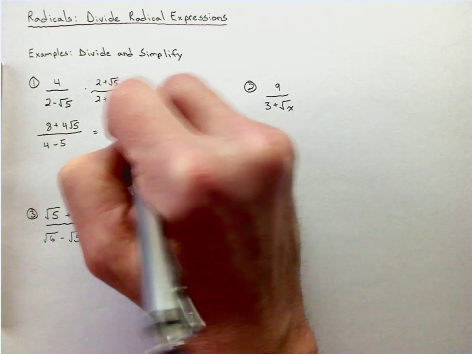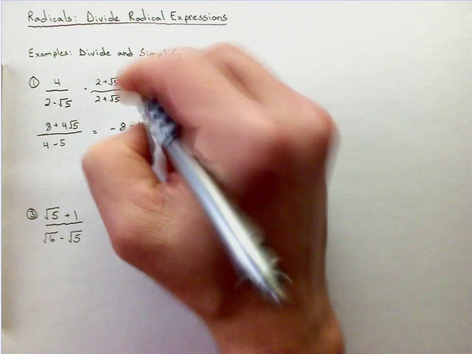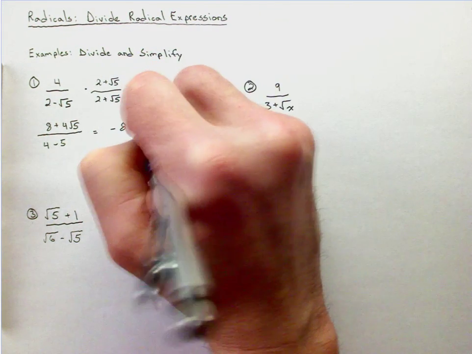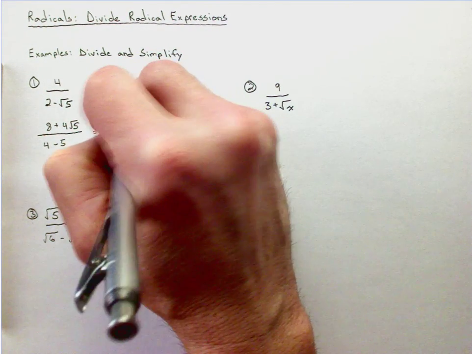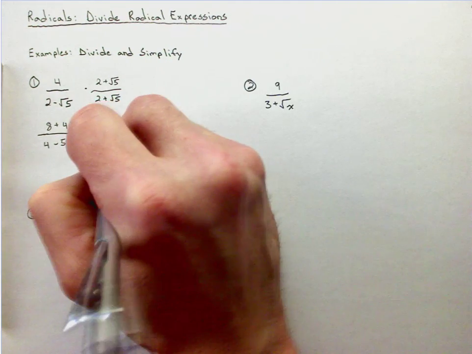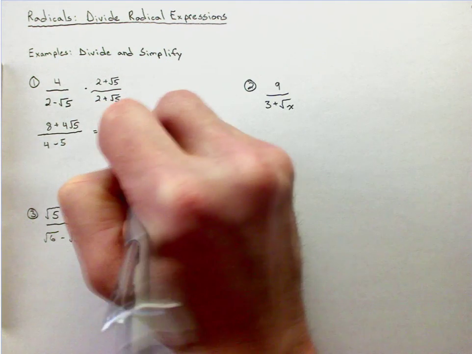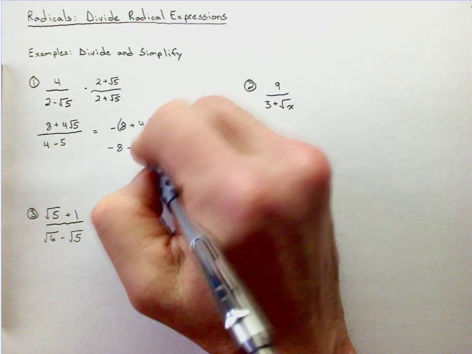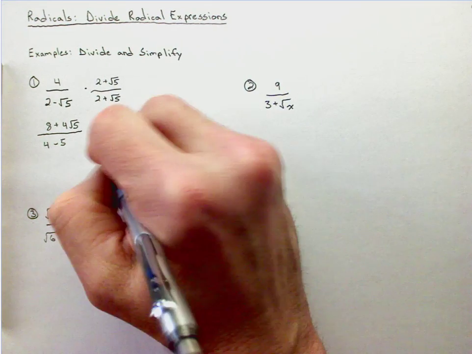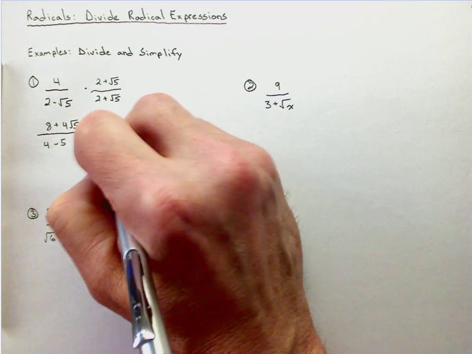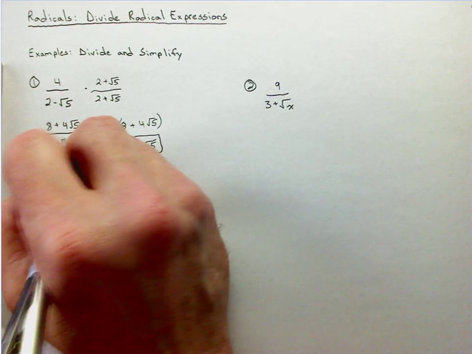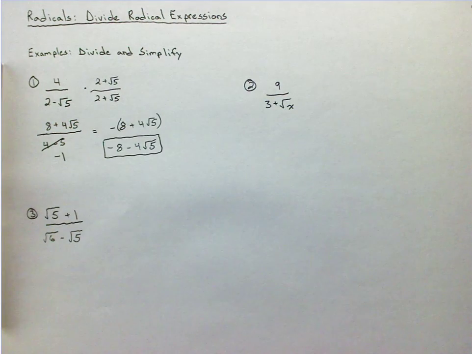My final answer is a negative, and it can be written like this. Just distribute that negative sign through. Because what does this become? 4 minus 5 becomes a negative 1.